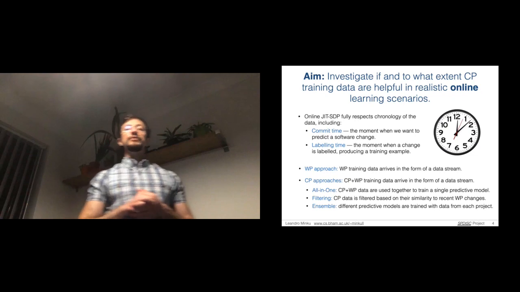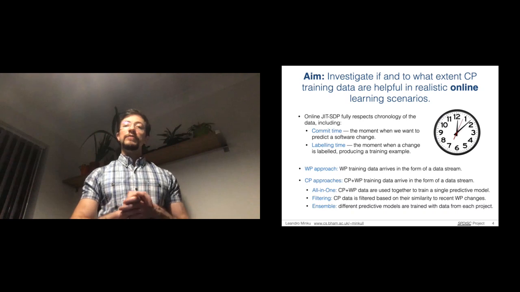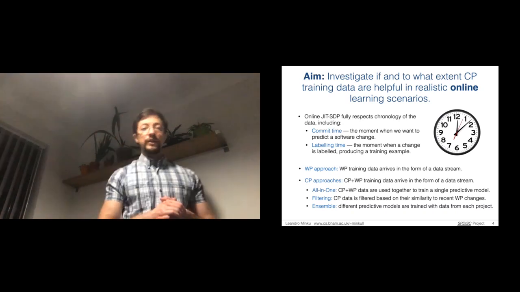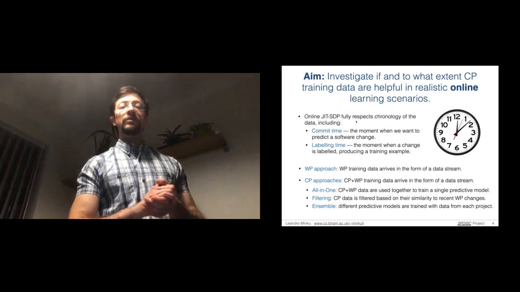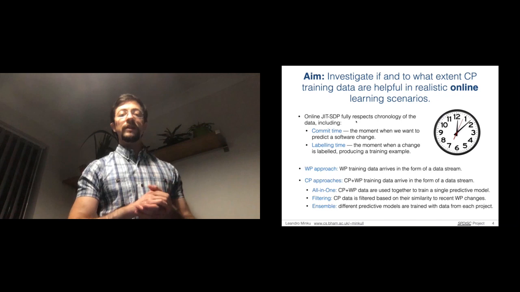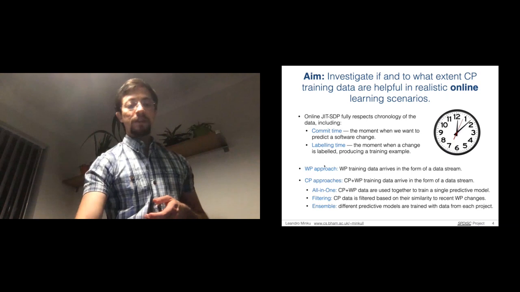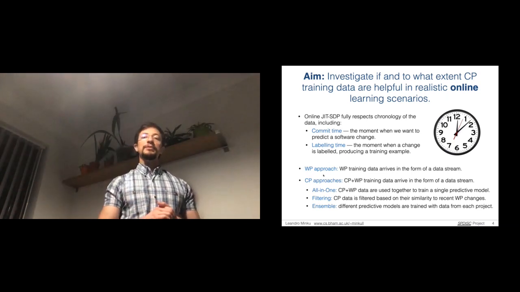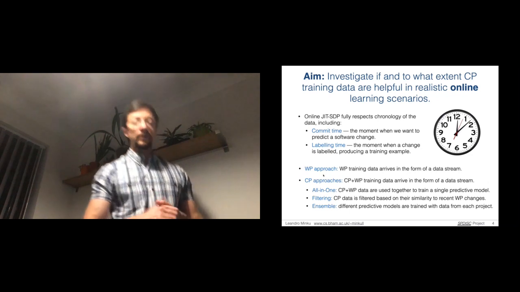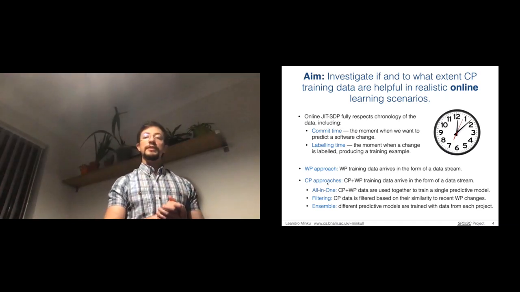So the aim of this study is to investigate if and to what extent cross-project training data are helpful in realistic online learning scenarios. We investigate online JIT-SDP approaches that fully respect the chronology of the data, including the commit time and the labeling time of the training examples. We investigate a within-project approach where within-project training data arise over time and can be used to update our predictive models. And we investigate cross-project approaches where both cross-project and within-project training data arrive over time and can be used to update our predictive models.